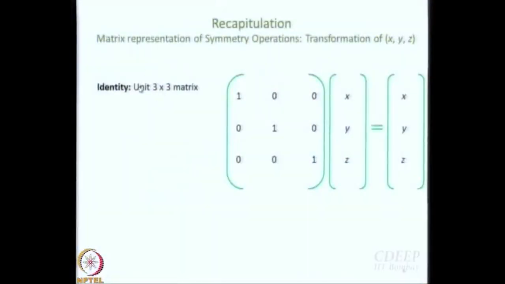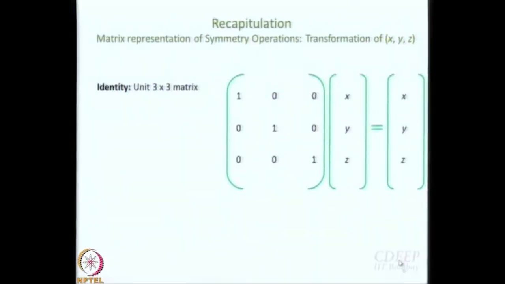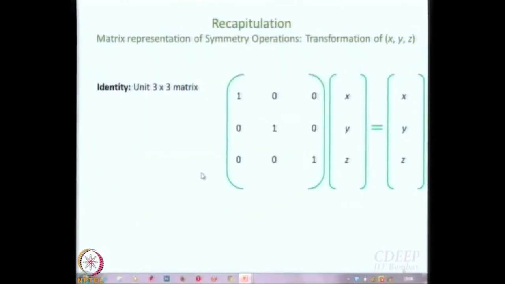Okay? So, first we started with the easiest one. For XYZ, what is the identity matrix? There is an identity operation, we said. So, the identity matrix is your unit 3 by 3 matrix. Everybody knows what it is, right? 1 0 0, 0 1 0, 0 0 1. You multiply XYZ by it, you get XYZ. It is very simple.